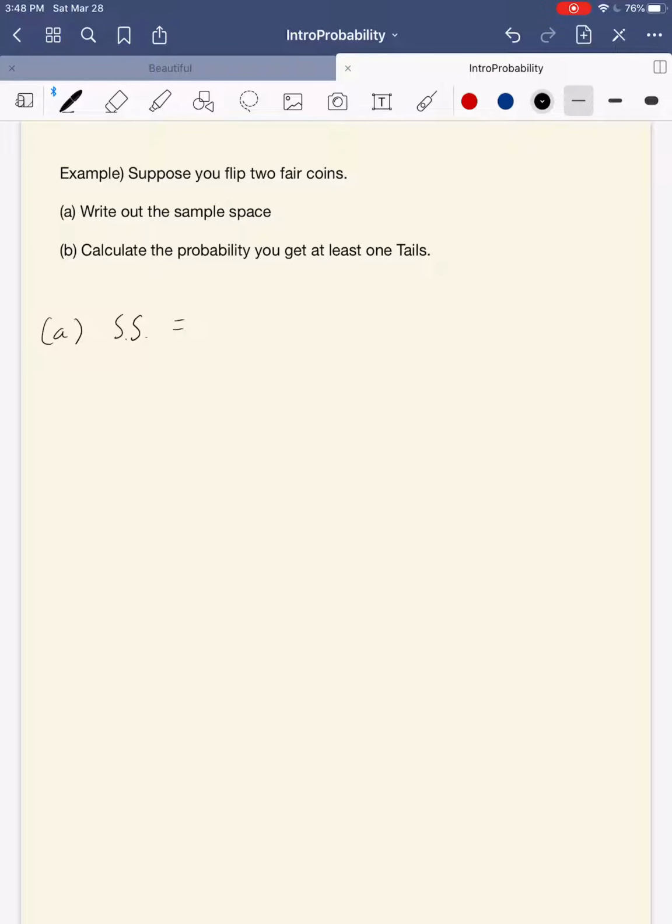Well, we've got to try to make a list of everything that can happen on those 2 coins. So we can just write that out visually. What are some things that could happen? Well, you could get heads and then heads, right? The first coin is heads, the second coin is heads. You could also get heads and then tails. So first one is heads, second one is tails. You could also get tails and heads, and you could also get tails and tails.